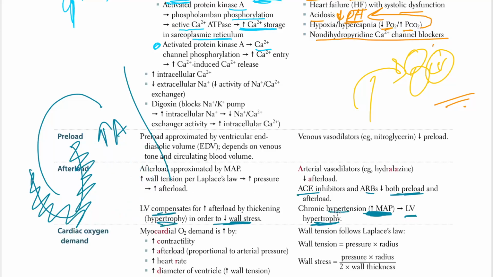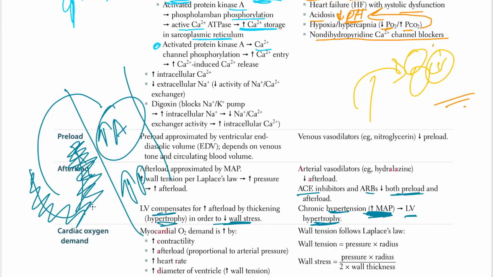Even with chronic hypertension, what do you have? What's hypertension? You have an increase in the afterload. When you're increasing the mean arterial pressure, the pressure is increased, causing an increase in afterload. The heart has to push harder to put the fluid into the aorta and all the other vessels. So it's going to go into hypertrophy.